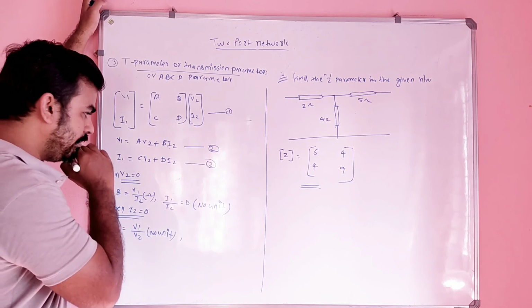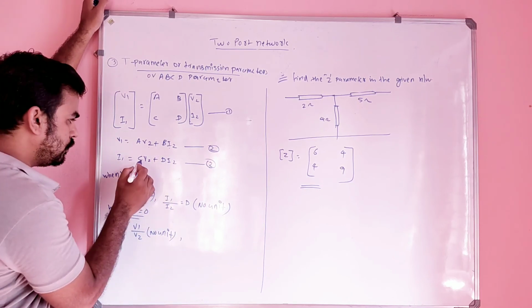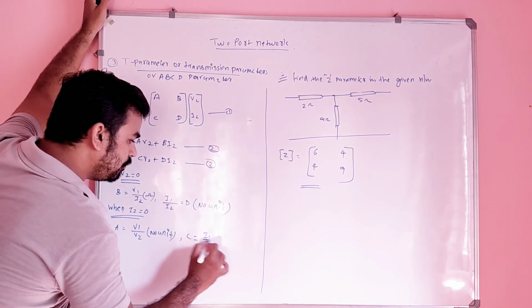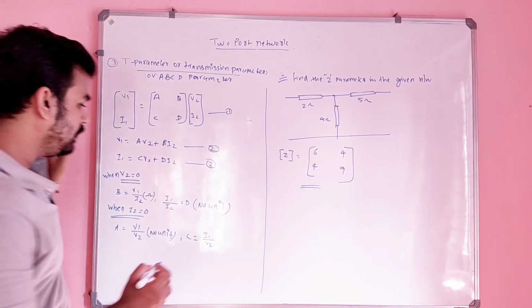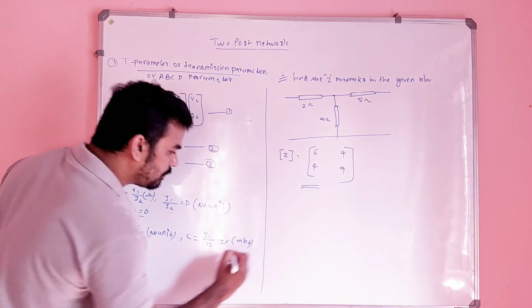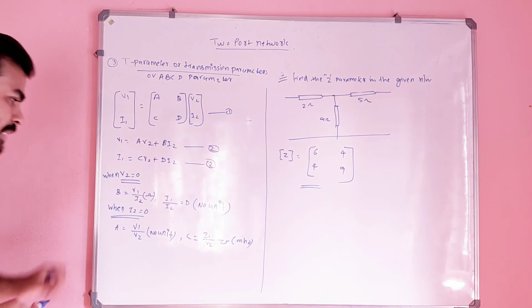And similarly, when I2 is equal to 0 in equation 3, we have C equal to I1 by V2, and its unit will be not ohm but mho. This is ohm and this is mho. I by V is nothing but admittance, right?